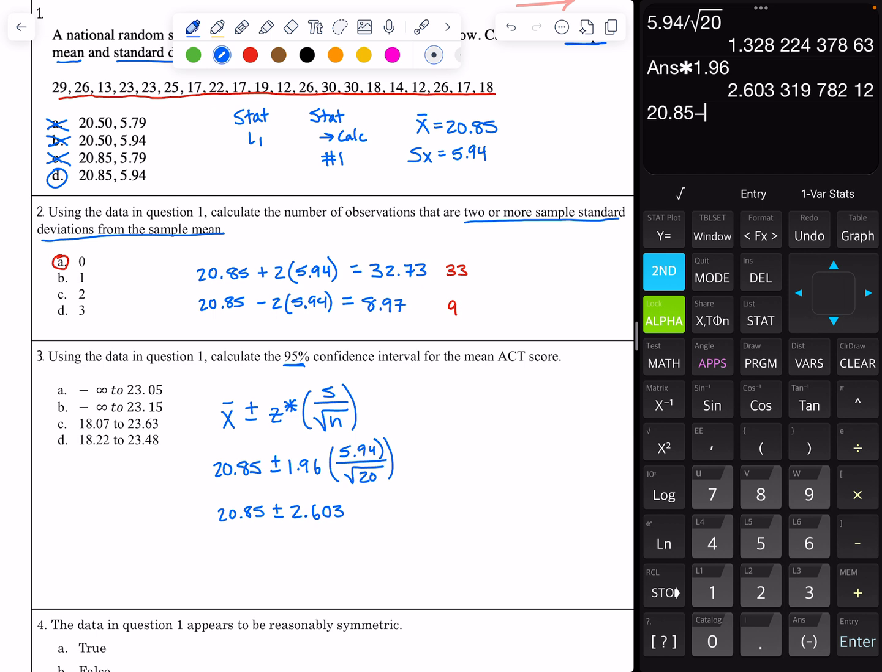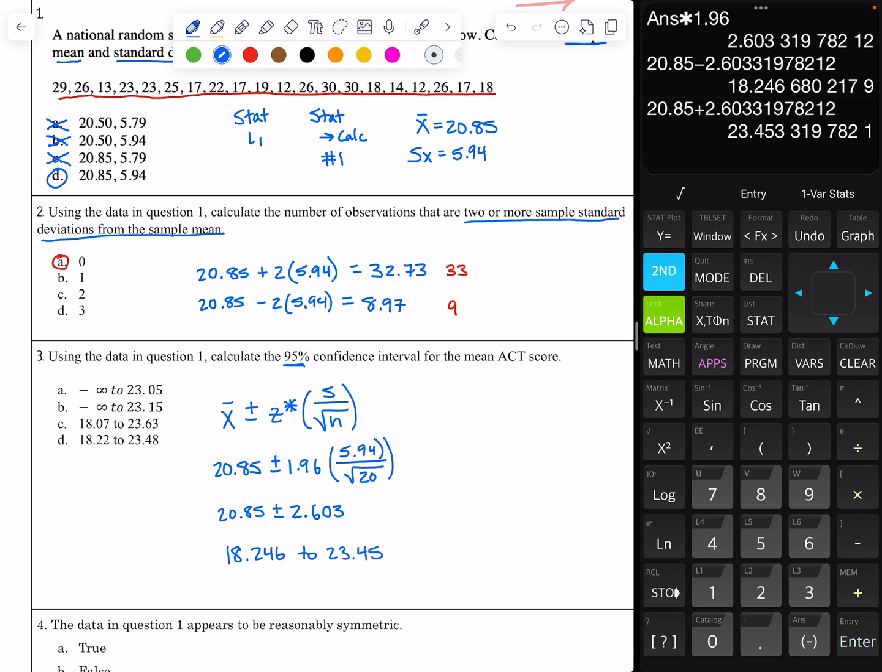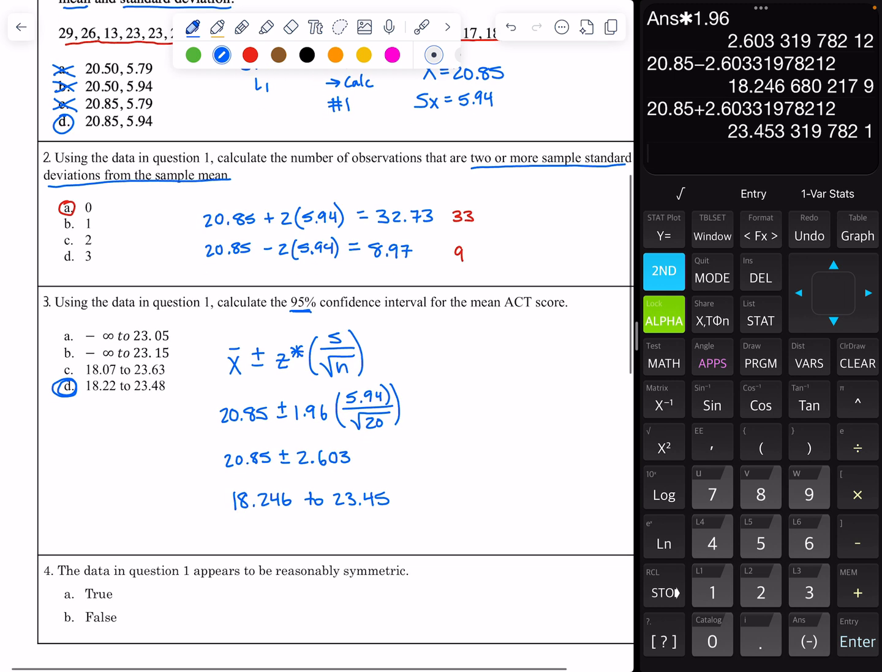So 20.85 minus that margin of error gives us 18.246. And then 20.85 plus that margin of error would be 23.45. I didn't get the exact number they did, so I might have rounded a little differently, but it definitely looks like D would be the best fit out of the choices provided.